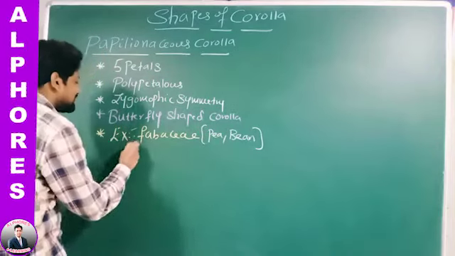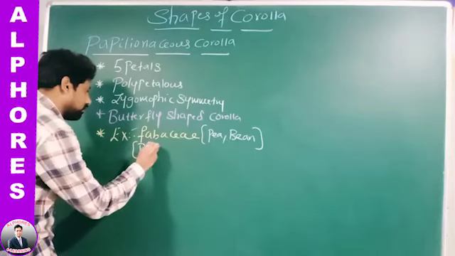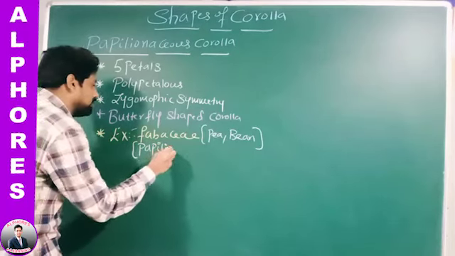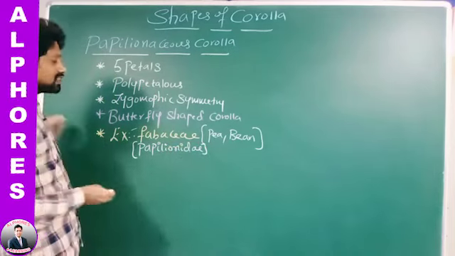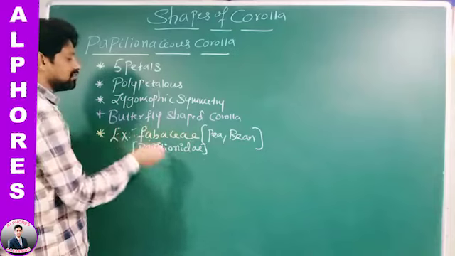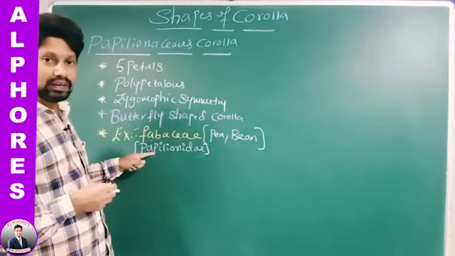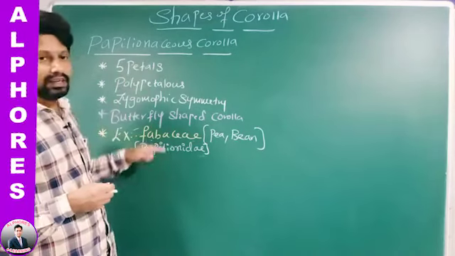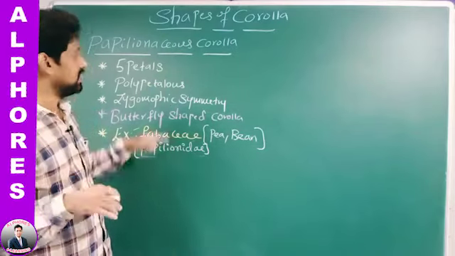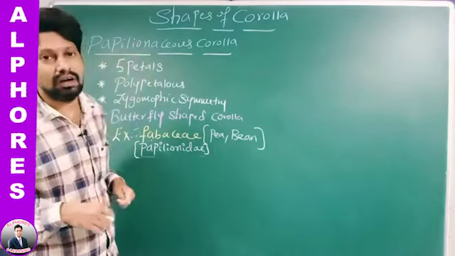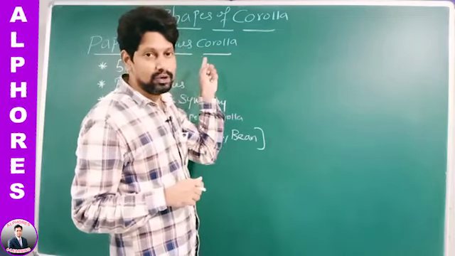Sir, what is the previous name of the Fabaceae family? Papilionidae. It means previously this Fabaceae family was called Papilionidae. Papilionaceous corolla. Now we are discussing which corollas are papilionaceous corolla.